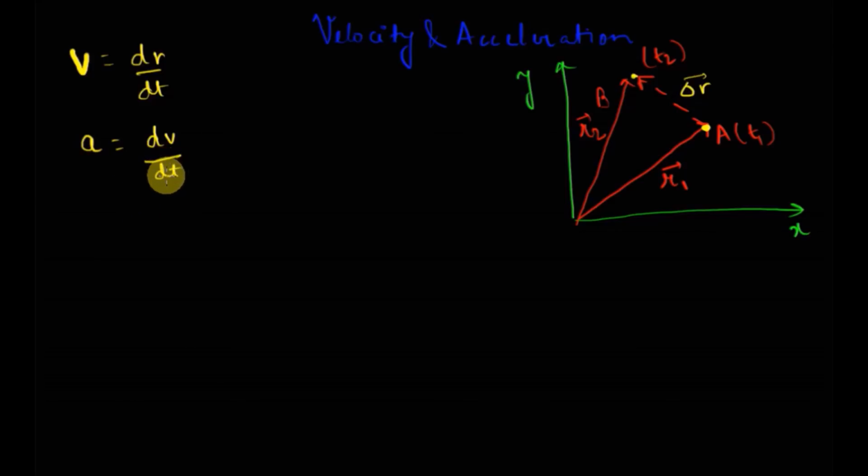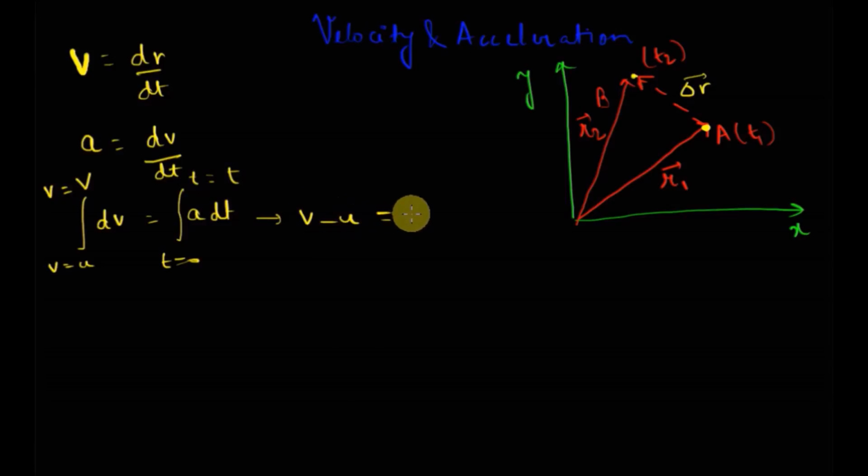Now if you see the differential equation, if I move dt towards this side, then we will get dv is equal to a dt. And let's say if I integrate this dv from v is equal to u to v is equal to capital V, and this dt from t is equal to 0 to t is equal to t, then we will get v minus u is equal to at, or v is equal to u plus at. This is an important relationship between velocity and acceleration.